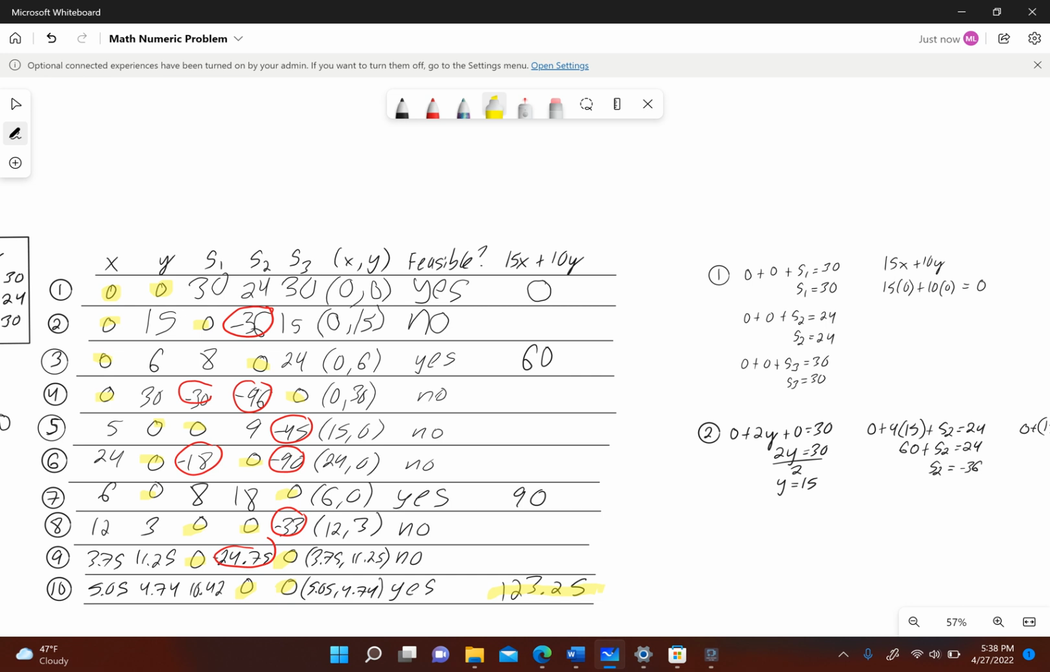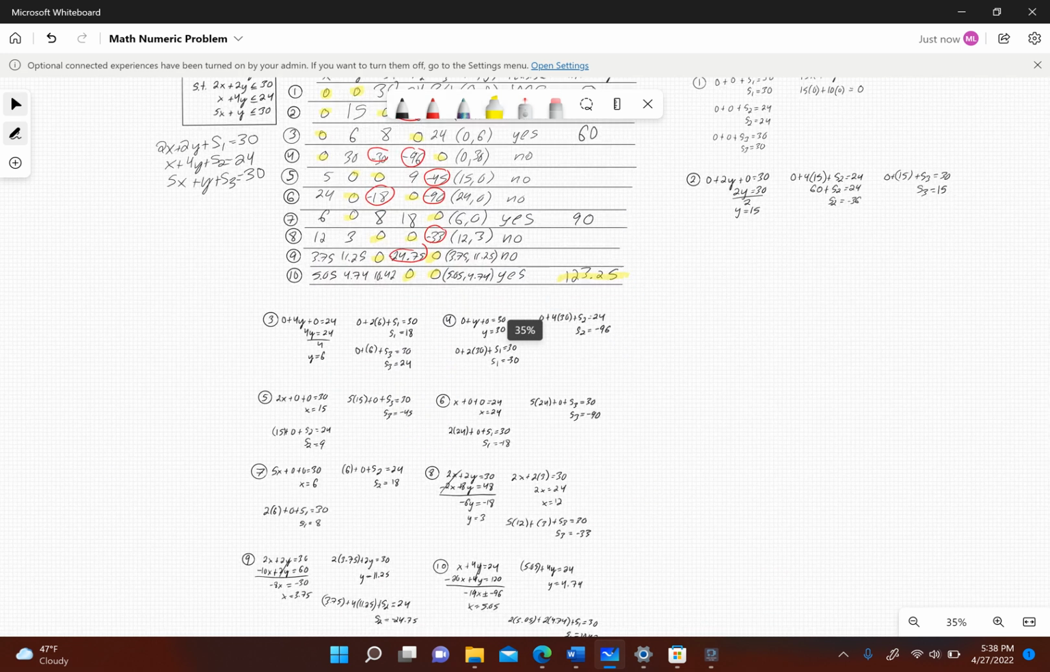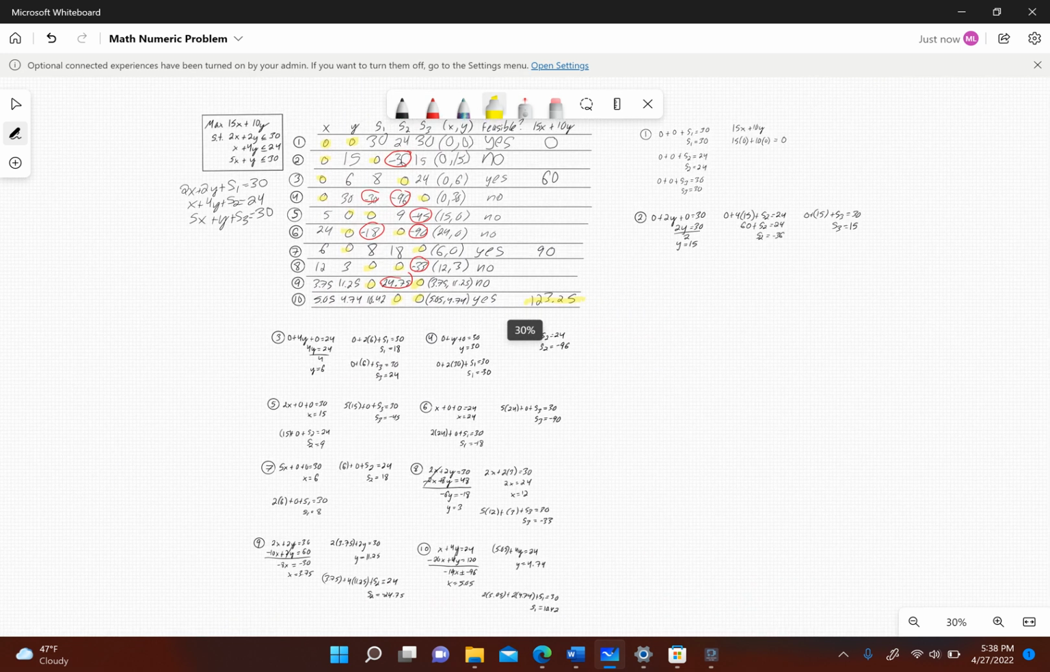Continuing on, I filled the table and found the points, and down here, 123.25 is going to be the max value. Down at the bottom, I have the other work, the rest of the table.